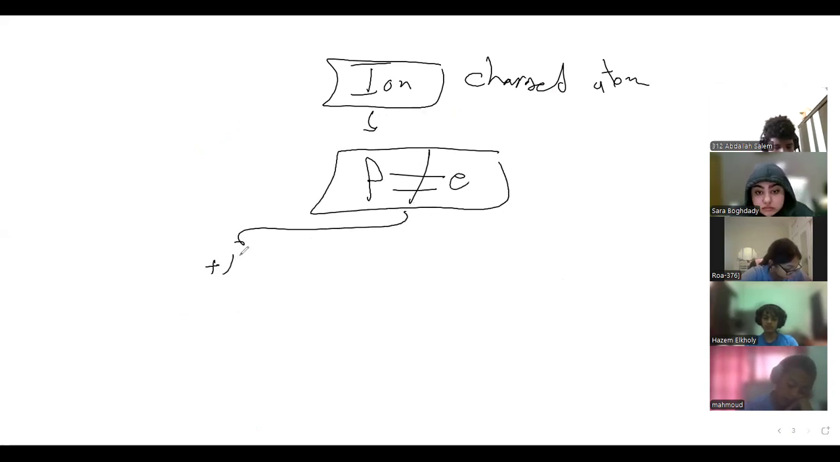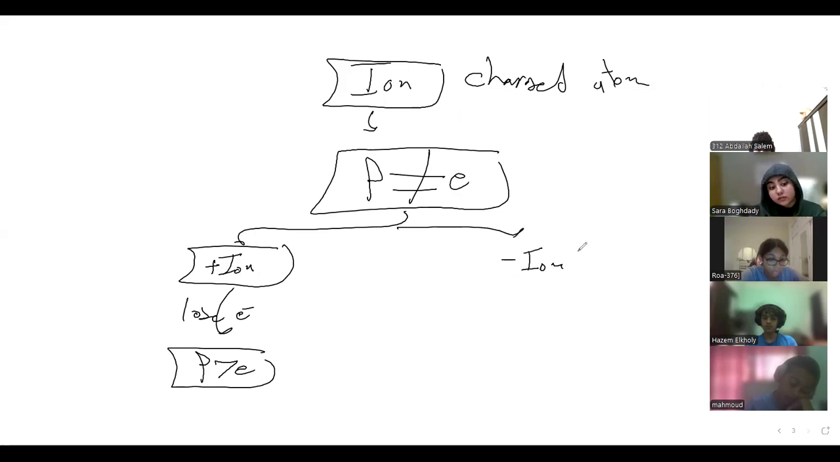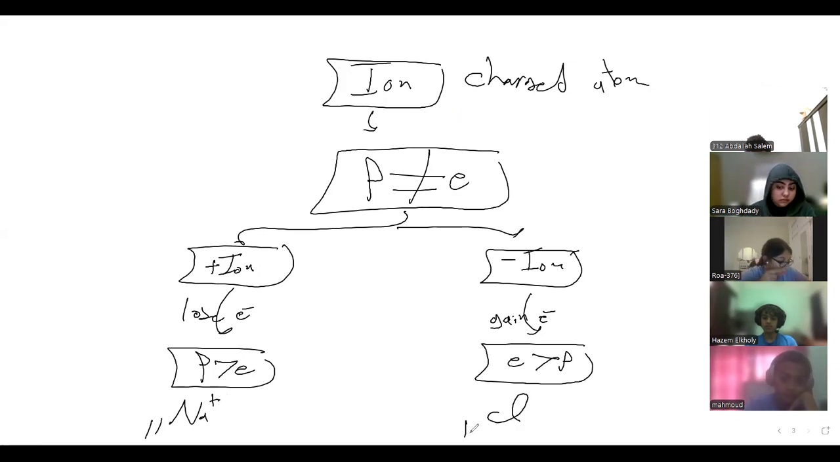A positive ion refers to losing electrons, and in this case protons are greater than electrons. A negative ion refers to gaining electrons, and in this case electrons are greater than protons. For example, if you have Na positive and Cl negative, positive or negative refers to losing or gaining electrons.